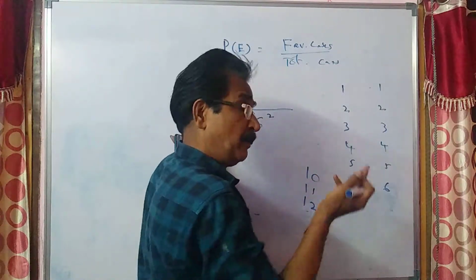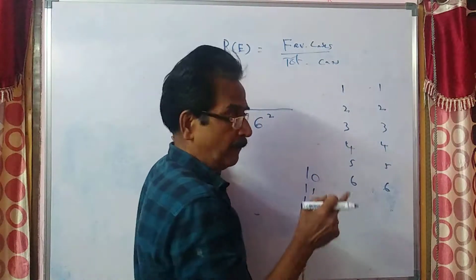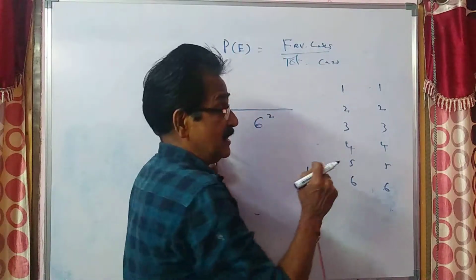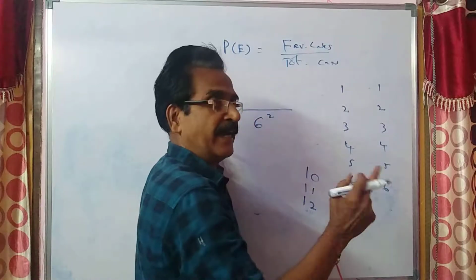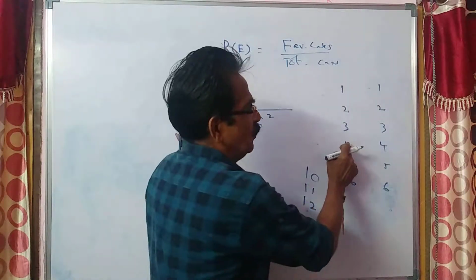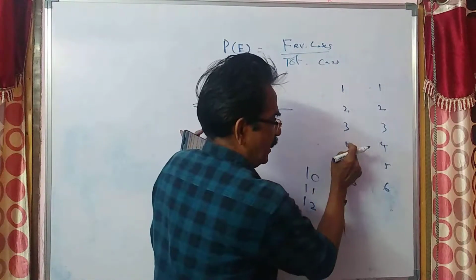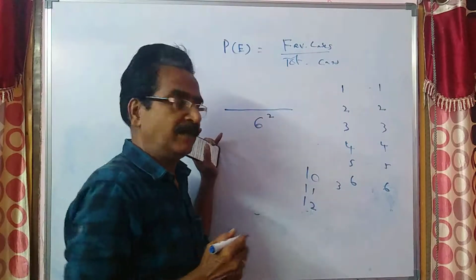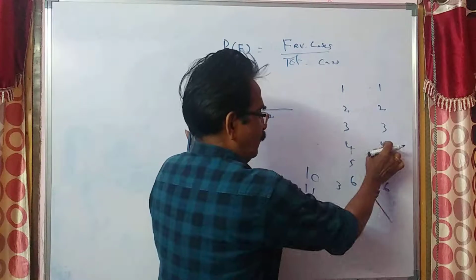First die may show 5 and second die also shows 5. Then the sum is again 10. First die may show 6 and second die may show 4. So again the sum is 10. So there are three cases where the sum on the two dice is 10: 4,6, 5,5, 6,4.